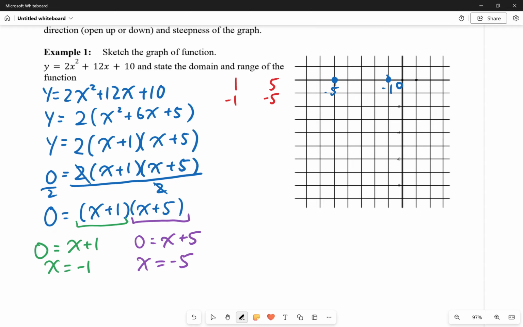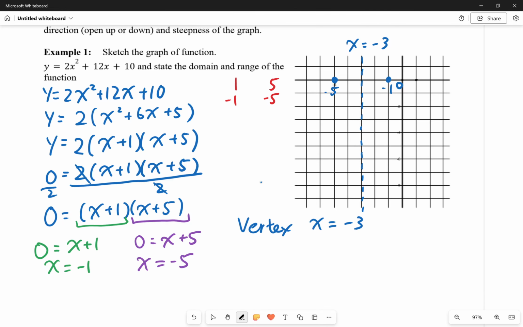So this has 1, 2, 3, 4 steps to go over, which means my vertex is going to be in the middle along this dotted line here, which, by the way, is my axis of symmetry. So this axis of symmetry is x equals -3. Not particularly important, but I just need the -3 part. So my vertex is going to occur at x equals -3. That's all fun and good, but that doesn't tell me where the vertex actually is.